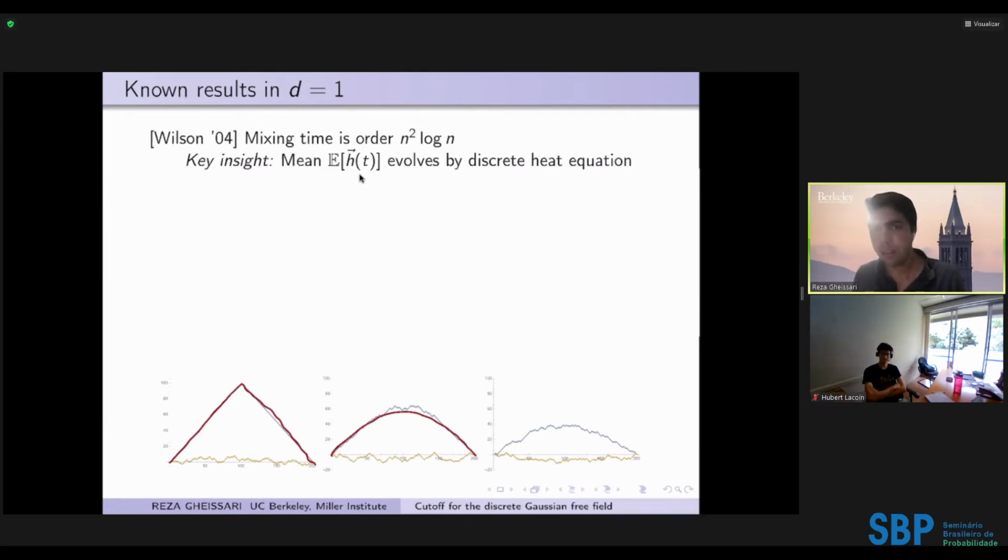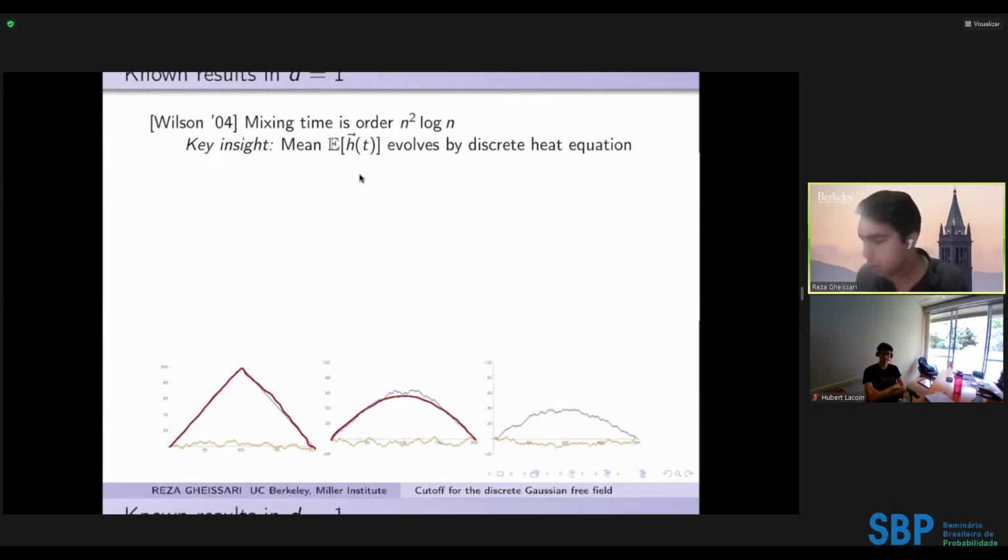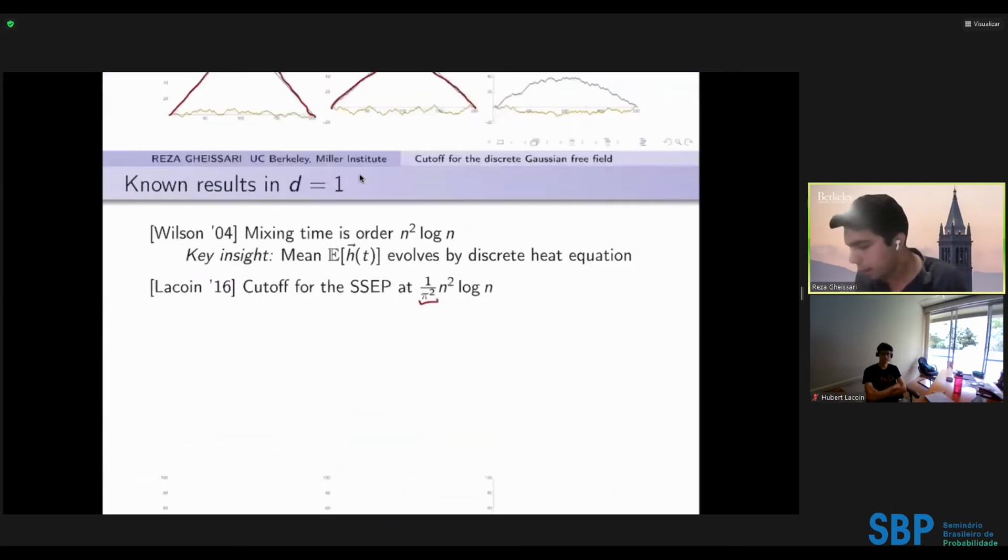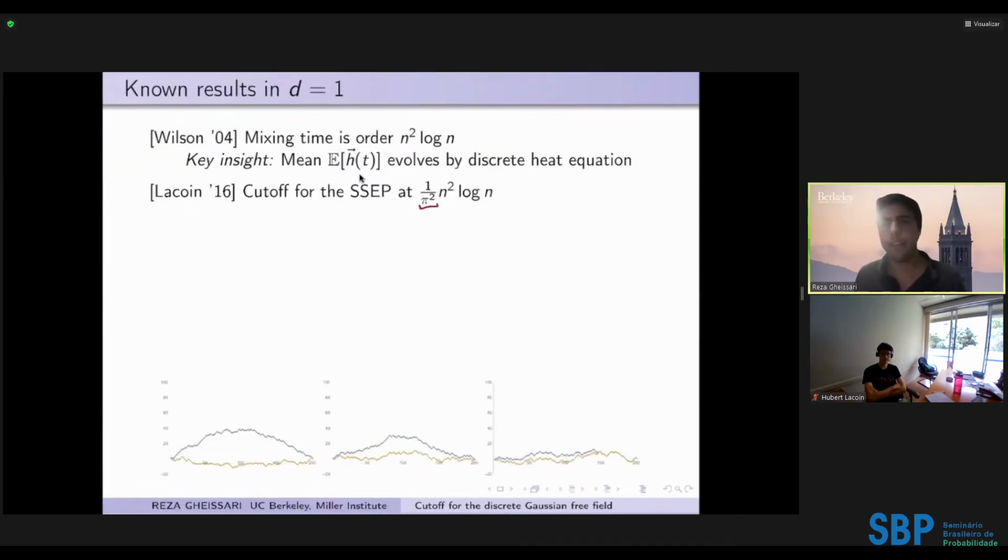then the fluctuations are able to wash away the expectation, and therefore you can couple. So with this work, it was understood that the time to equilibrate is exactly 1 over pi squared n squared log n, and actually the window is of size n squared, so this is the window size.